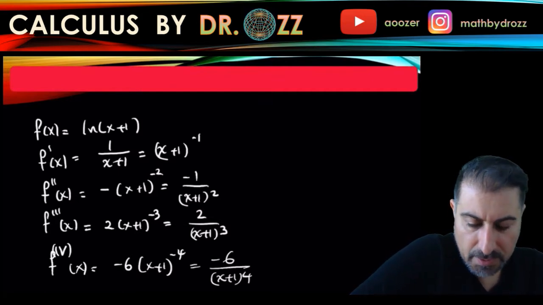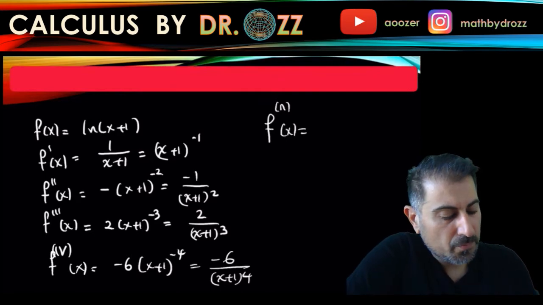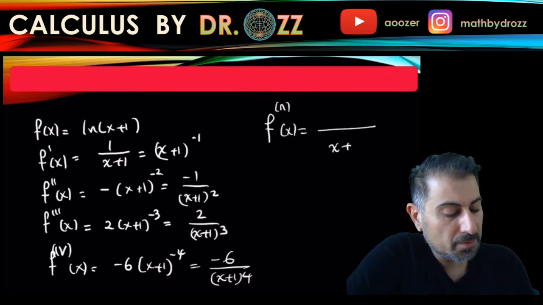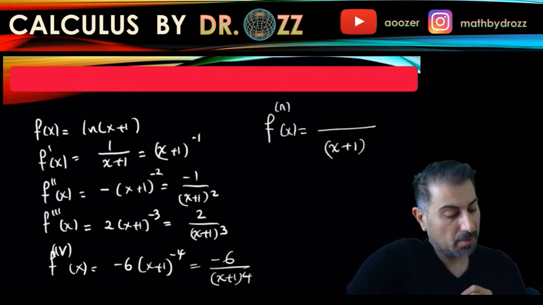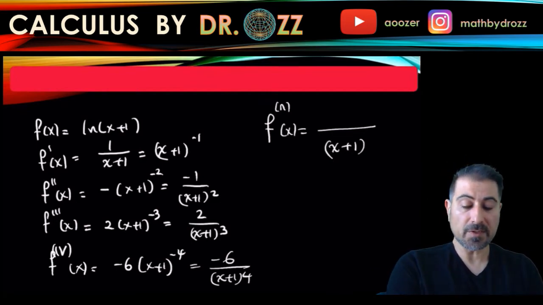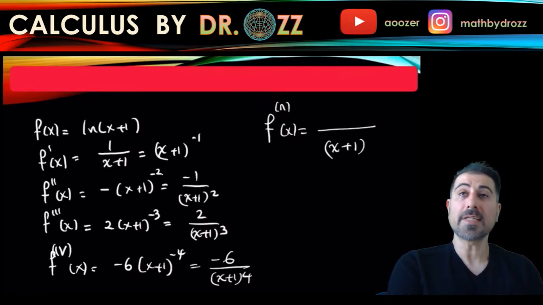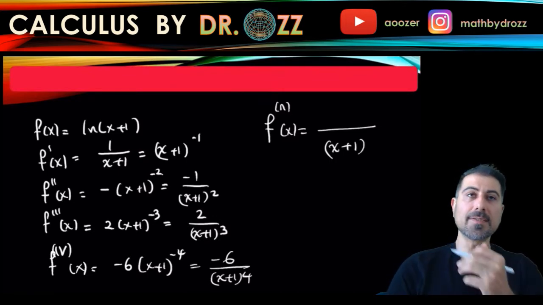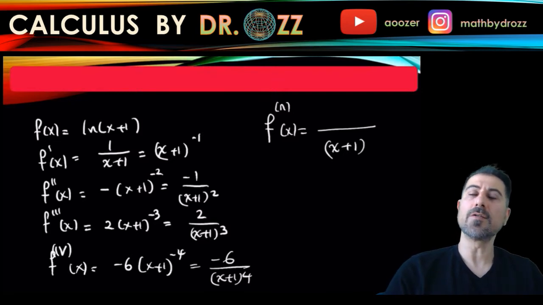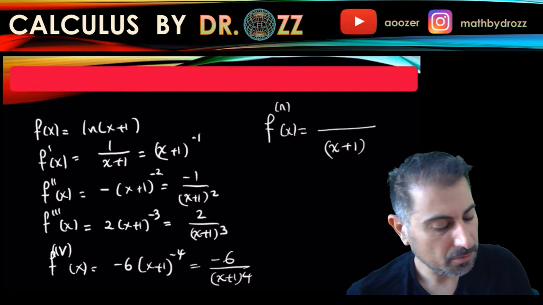Well, each of these derivatives comes with the bottom x+1 raised to some power. Let's see how it is related to n. So when you have the first derivative, it's (x+1) to the power of 1. When it's the second derivative, it's (x+1) squared in the bottom. So it's the same as the order of the derivative. So it's going to be n. Okay. So I should put an n here.